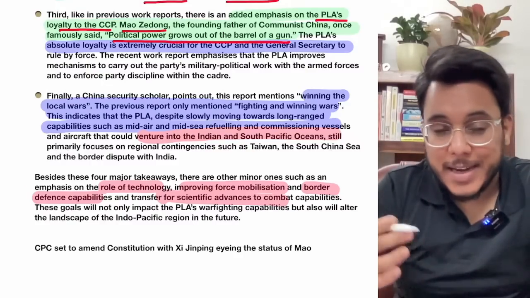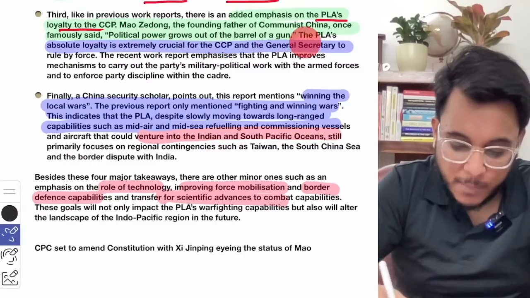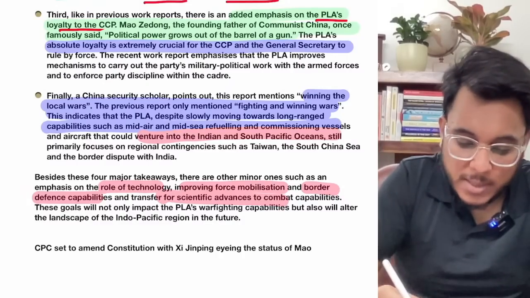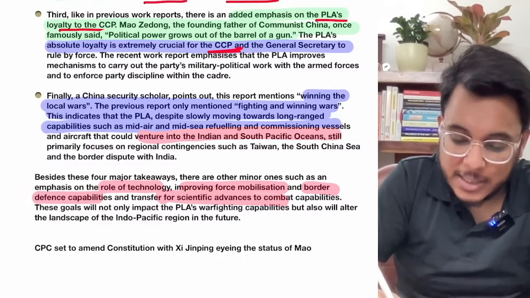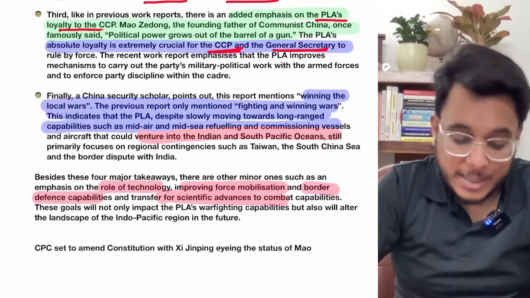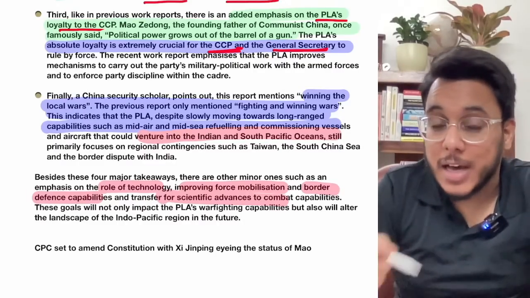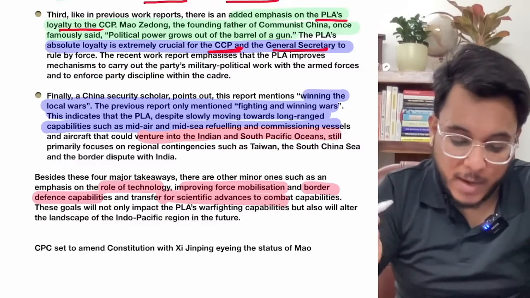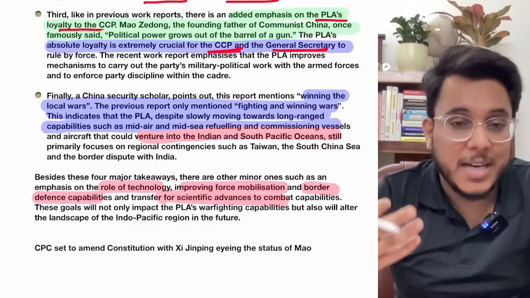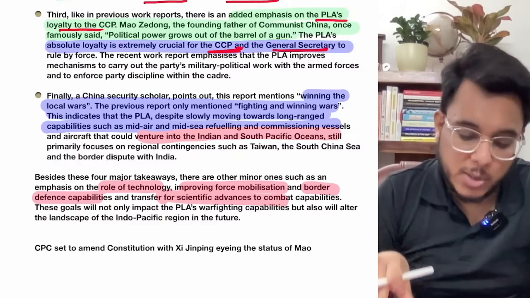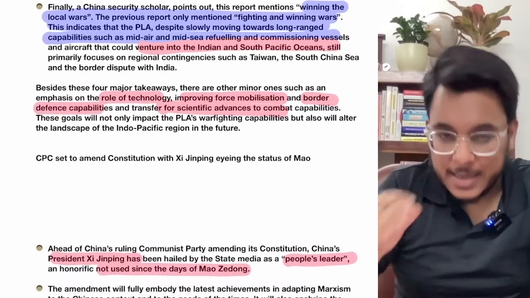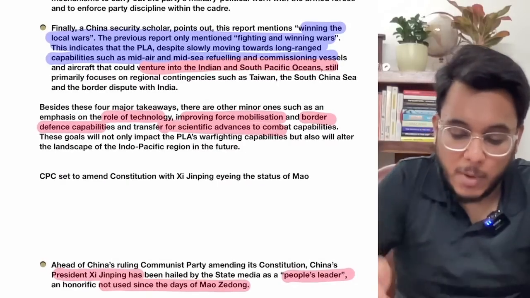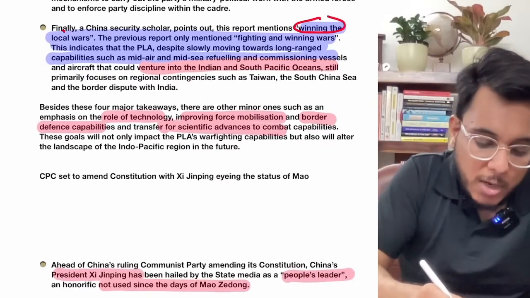Today it is very much important that the China's Communist Party, the general secretary of China, should have absolute loyalty of the armed forces. That is something which is very much important. So therefore it has been provided that there needs to be more enhanced loyalty of the armed forces to the CCP. Then fourthly, China has also talked about winning the local wars first.